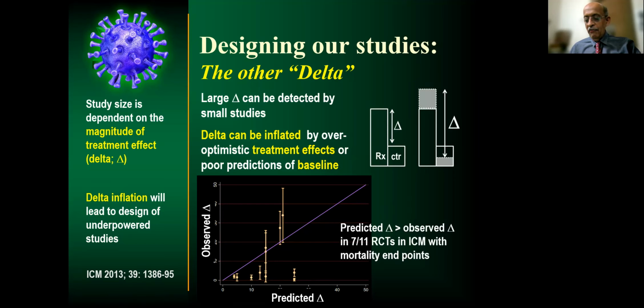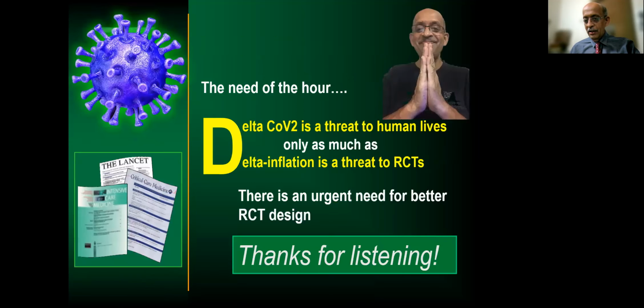I think before we jump onto the bandwagon and basically decry all these interventions that are genuinely effective, we need to understand that Delta is not only a threat to human lives in the form of the coronavirus, but Delta inflation is a genuine threat to the randomized controlled trial. And there is a huge need for an improvement in the quality of the randomized controlled trials. And I'm pretty certain that as these improve, that some of these treatments that we have sort of rejected during the course of these short discussions will probably be reinstated.